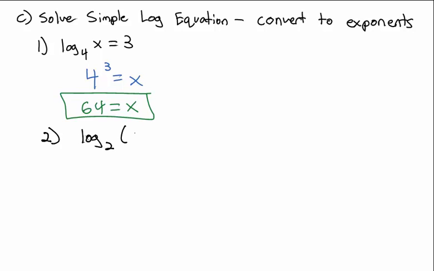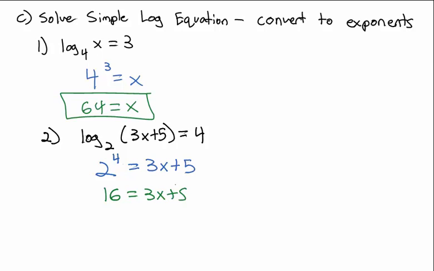If we have log base 2 of 3x plus 5 equals 4, can't solve it as a log, so we'll change it to an exponent problem. 2 is the base, 4 is the exponent, equal to the 3x plus 5. And then we just solve from here. 2 to the 4th is 16, equal to 3x plus 5. Subtract 5, and we have 11 equals 3x. And divide by 3, x is 11 thirds.